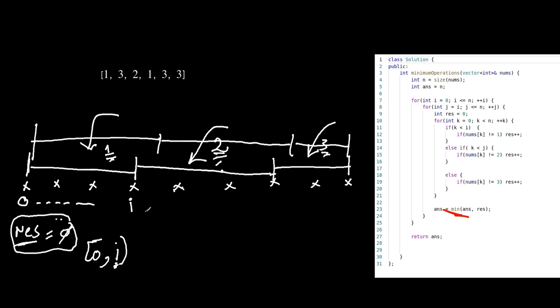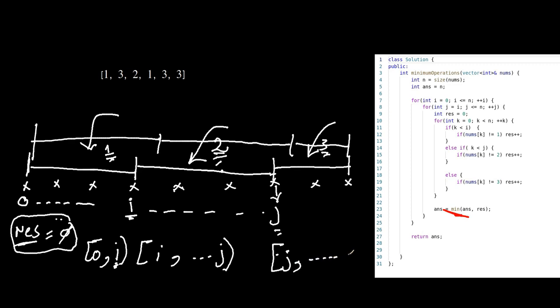Second segment, so this is i. The second segment starts from i to j. This is j. i is included, j is not included, so it's from i to j. The last segment starts at index j, included, and ends at the last element of the array. And again, the length of any of these segments can be 0.